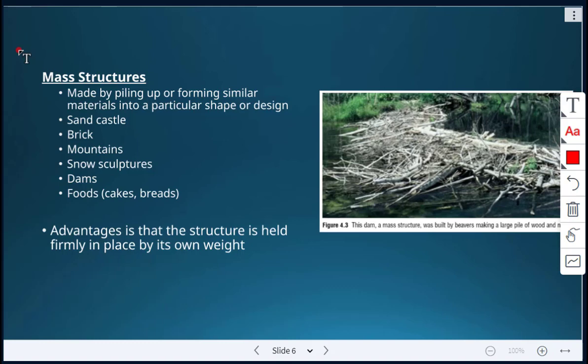These are made by piling up or forming similar materials into a particular shape or design. For example, a sand castle, a brick, mountains, snow sculptures, dams, even foods like cakes and breads would all be considered mass structures. The advantage of a mass structure is that it is held firmly in place by its own weight. Here is an example of a mass structure. This is a dam built by beavers, made by piling up pieces of wood.